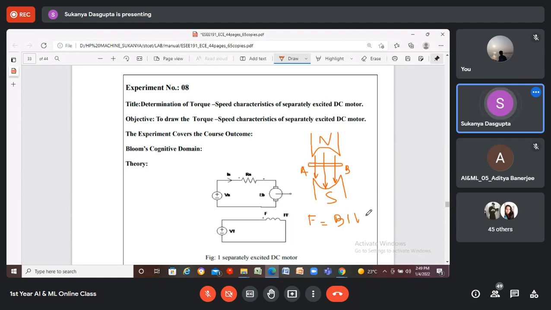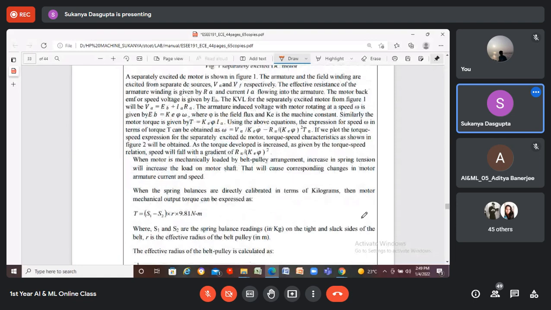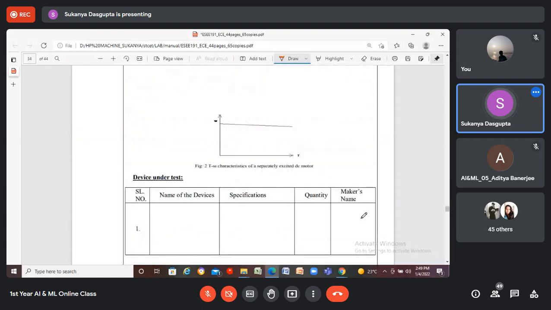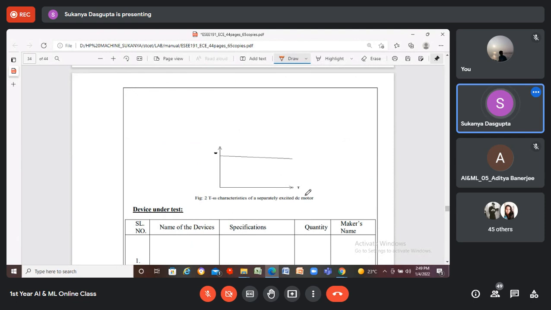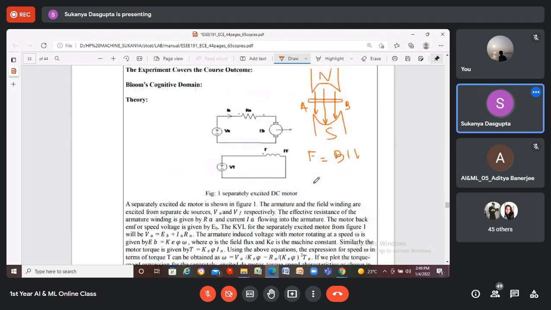Now, let us move on to the experimental part of today's experiment. This is the theoretical response of the speed torque characteristic curve of a separately excited DC motor. Now, what is the difference between this separately excited motor and a self-excited motor? A separately excited motor means the field winding will be excited separately.